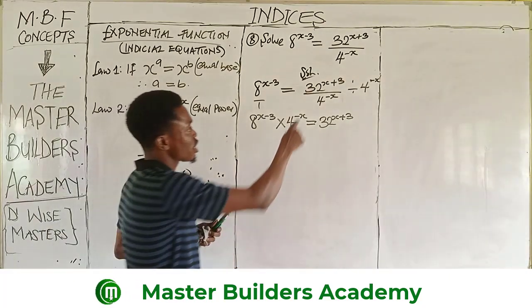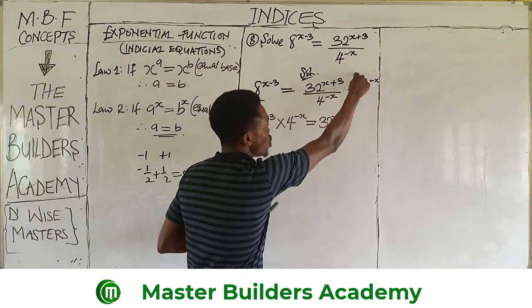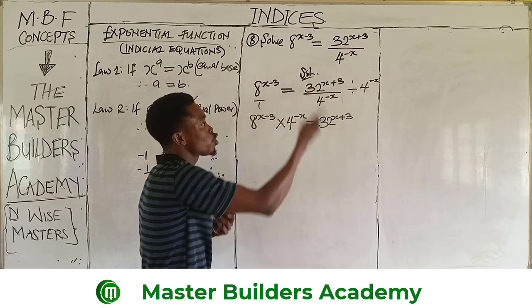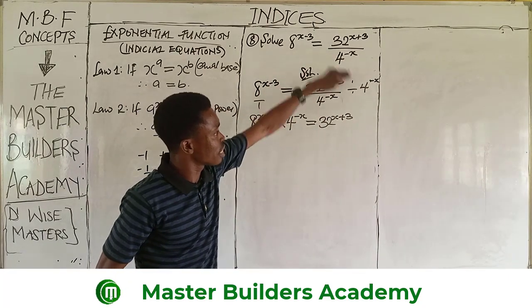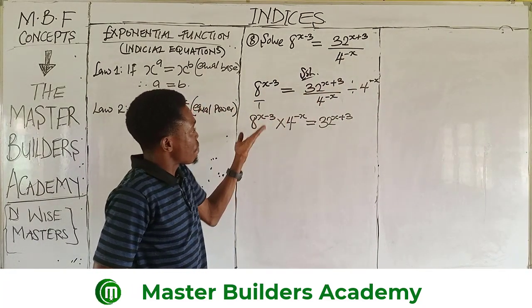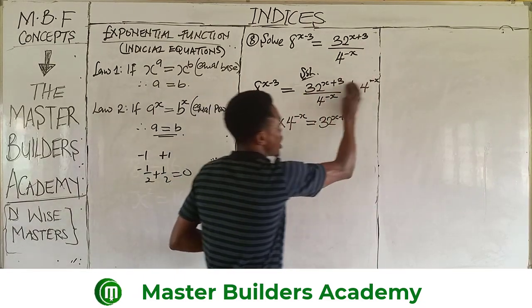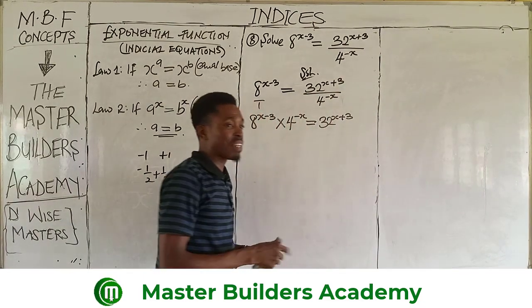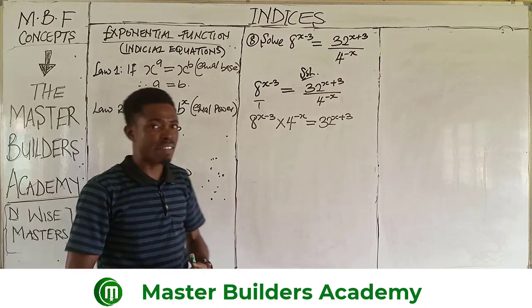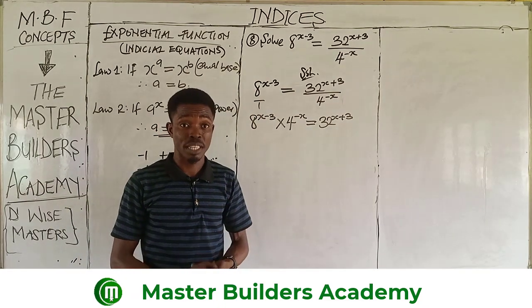Yes, so you can convert this long division to this other division, whereby you now have 32 raised to the power x plus 3, then divided by this. But I prefer now to use it this way. So you can solve it the other way and see whether you are going to have the same answer. Of course, you will certainly have the same answer except you miss something somewhere.